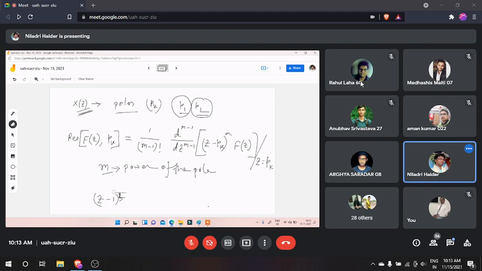For that case, you have two poles at 0.75 and at minus 0.5. First of all, the residue of F(z) for pole P1, which is 0.75. Here the value of n is 1, so we can directly use the formula, that is (z minus pk) F(z) evaluated at z equal to pk. So the residue of F(z) for P1 will be (z minus P1) F(z) at z equal to P1.